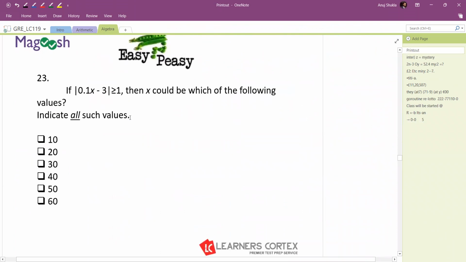What about this question? Apply this. If mod x is greater than a, then the solution will be x is greater than a union x is less than minus a. Solve it and tell me the answer. I'm giving you 1 minute. Take your time. Within 1 minute.